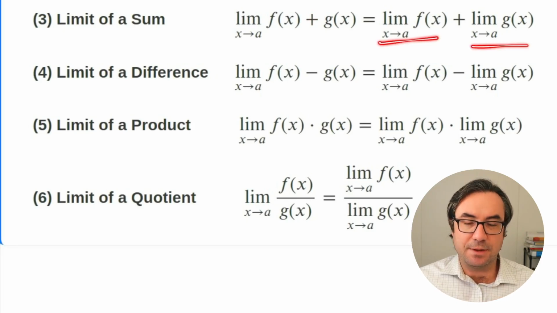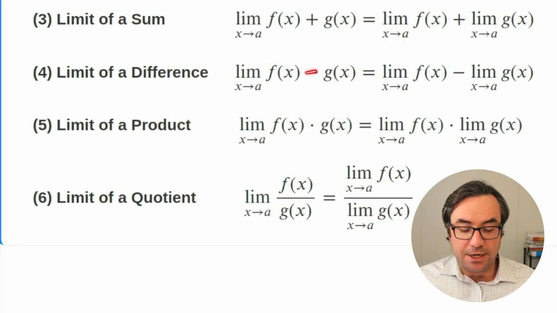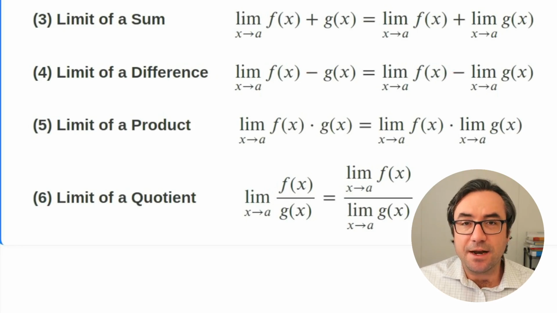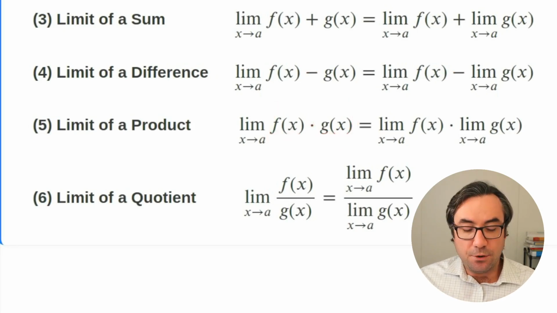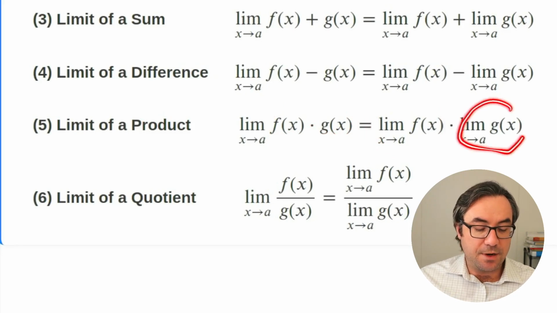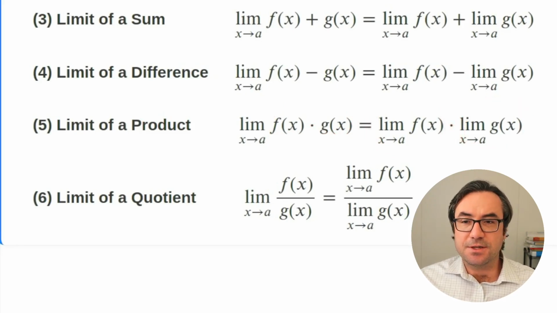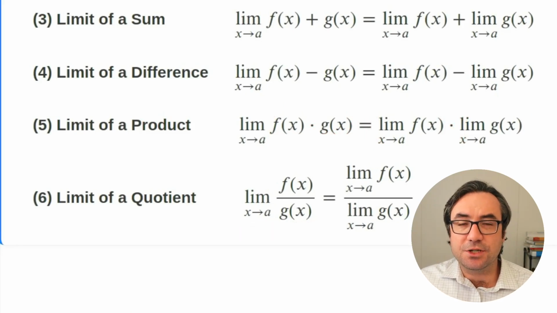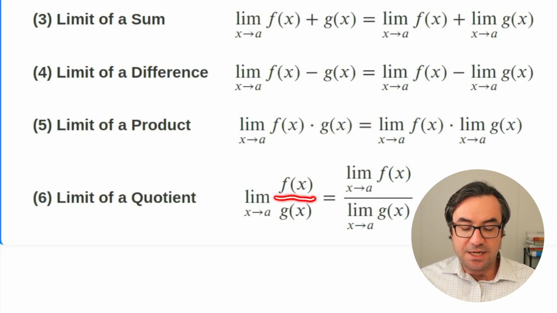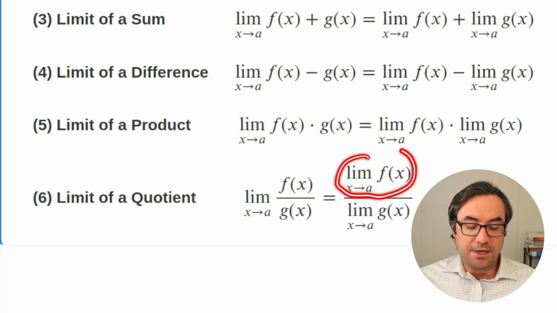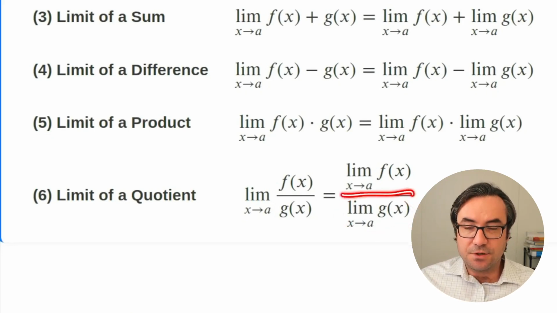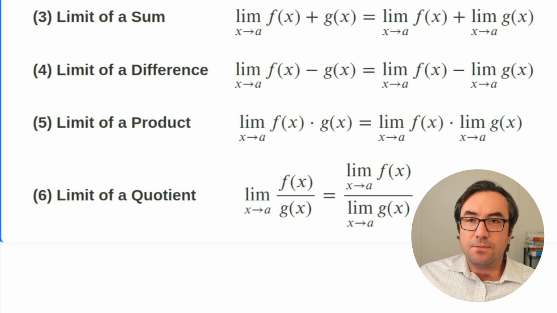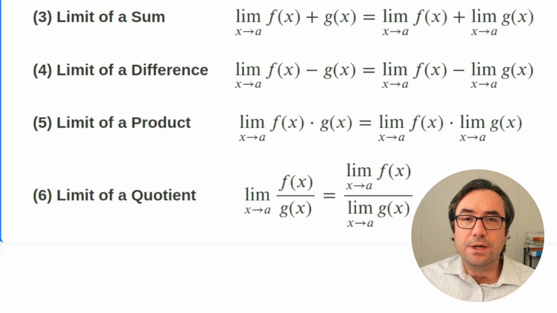So we calculate two separate limits instead. And then the same thing with subtraction. If we have subtraction, we can split that up into two separate limits. If we have multiplication of two functions, what can we do? We can do the limit of the first function, do the limit of the second function, and then multiply the results. And even the same thing if we have a quotient. If we have a division sign right there in the middle, what we can do is split it up, do the limit of just the top function, and then the limit of just the bottom function, and then divide the results. So calculating limits works really nicely with addition, subtraction, multiplication, and division.